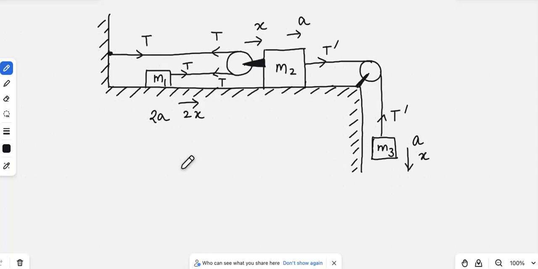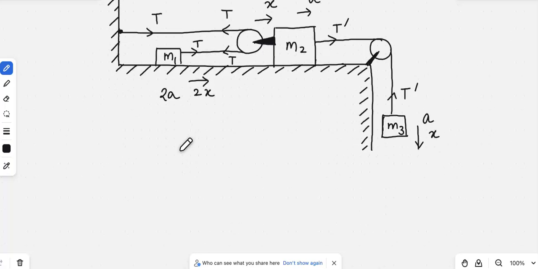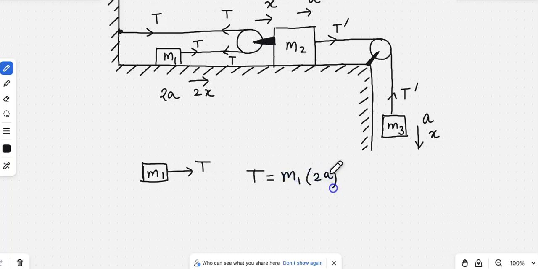Let's draw the free body diagram of mass m1. So if I draw the free body diagram of mass m1 like this, then there is a tension T in this direction and there is no other force. So I will write T is equal to m1 times 2a. This is my first equation.